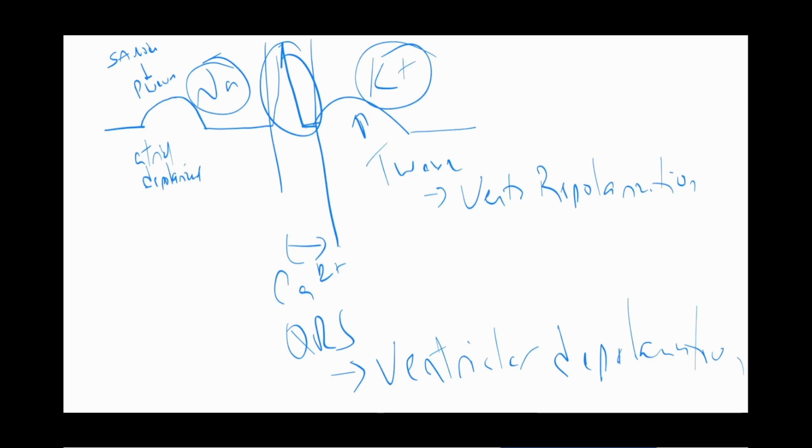Okay, so the P wave is atrial depolarization. When that happens, then the atria are going to contract. Then the QRS complex is ventricular depolarization due to calcium, or the full depolarization. Then the T wave is the repolarization of the ventricles.